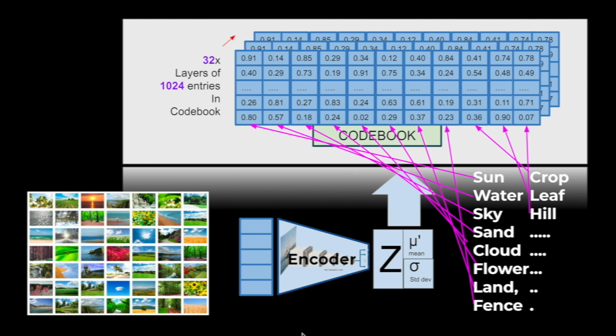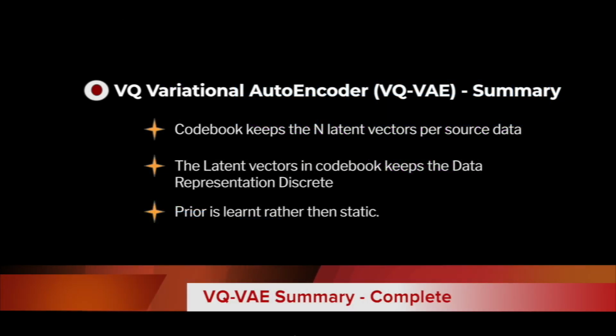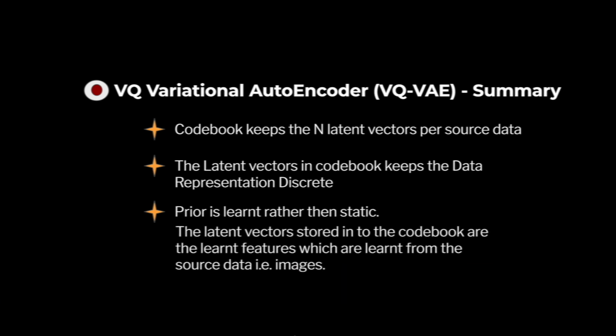So now you can understand how each latent vector inside the codebook holds a feature specific to the source data or image. So virtually the codebook is a collection of feature sets from the source image, stored and ready to be used by the decoder to generate images. So now, the prior is learned rather than static can be understood as that the latent vectors stored in the codebook are the learned features which are learned from the source data such as images.